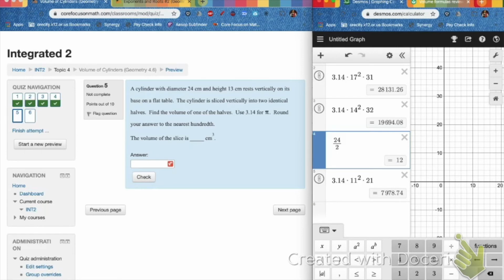The cylinder is sliced vertically into 2 identical halves, Fruit Ninja style. Wah! Sorry, that's my slicing noise. Wah! Find the volume of one of the halves, 3.14 for pi. Round your answer to the nearest hundredth.